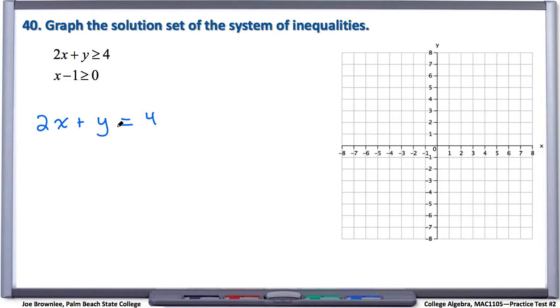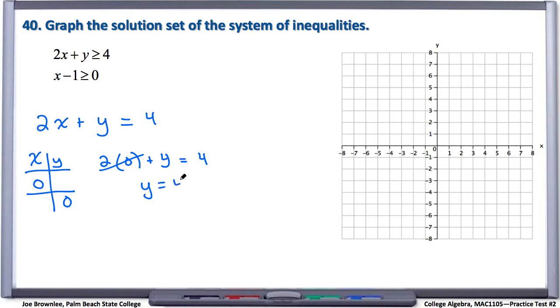Let's find our intercepts here. All right, so if we're going to find the intercepts, let's quickly set up our little xy table. All right, and so we know if we're going to find the y-intercept, we have to plug in 0 for x. So let's plug in 0 for x in this equation. So 2 times 0 plus y equals 4. All right, 2 times 0 is 0, so that goes away, so we're left with y equals 4. All right, so when x is 0, the corresponding y value is 4.